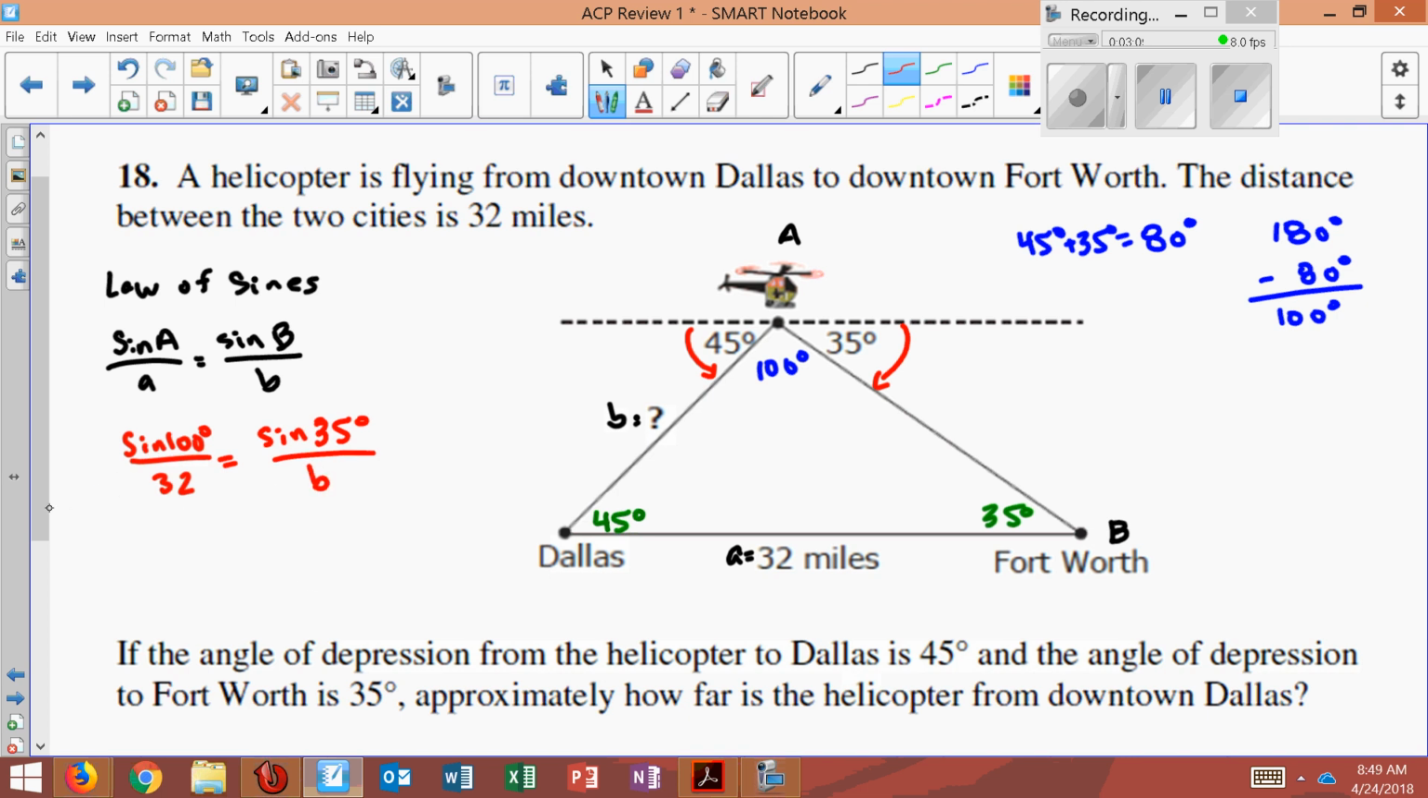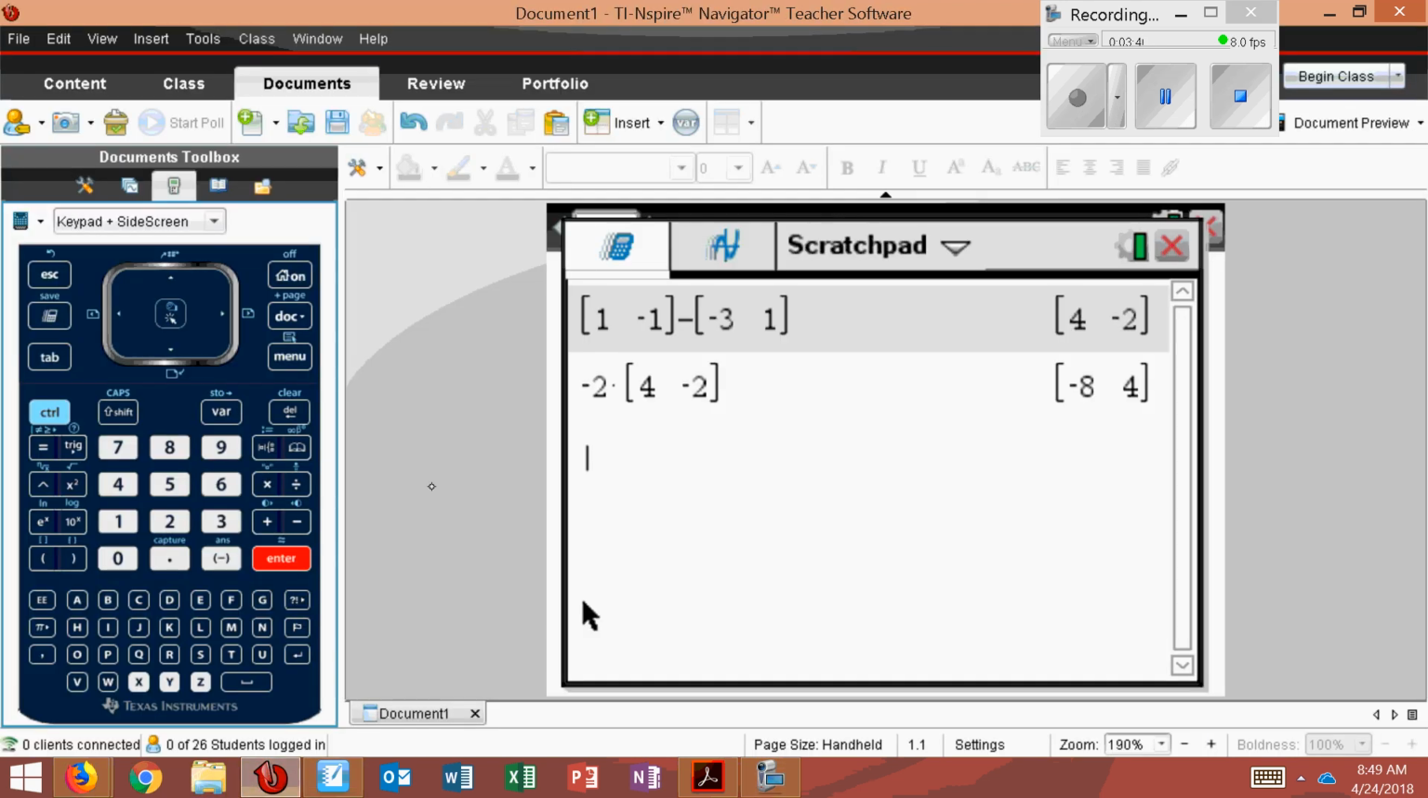Now we can use insolve if you wanted to in the calculator. What I'll do here, though, is use what a lot of people call the butterfly method, or cross-multiply and divide. I call it cross-multiply and divide. That means I multiply across, so 32 sine of 35 degrees will equal B times sine of 100. To solve for B, all I need to do is divide the sine away from the B. It'll cancel there, but if I divide on the right, I must also divide on the left. So I can go to my calculator and type in 32 sine of 35 divided by sine of 100.